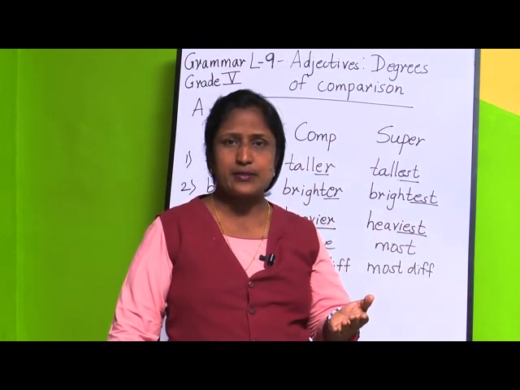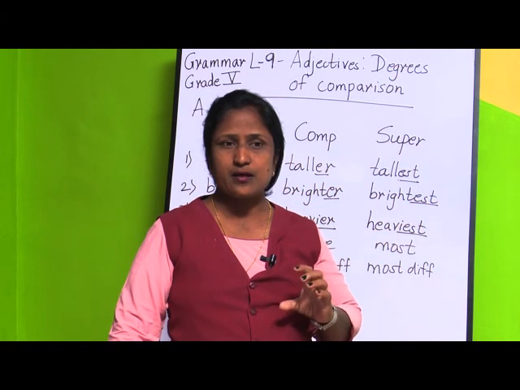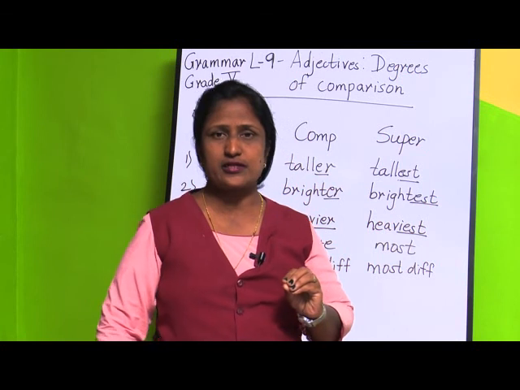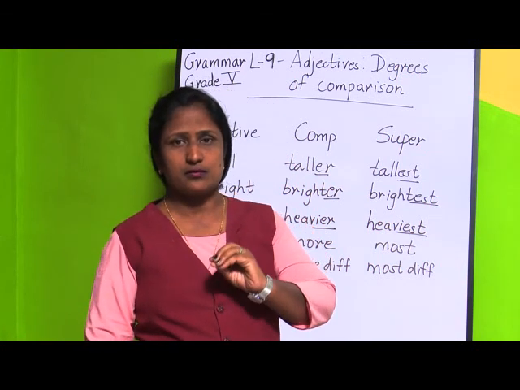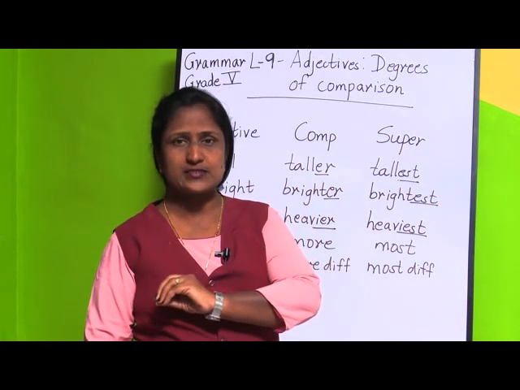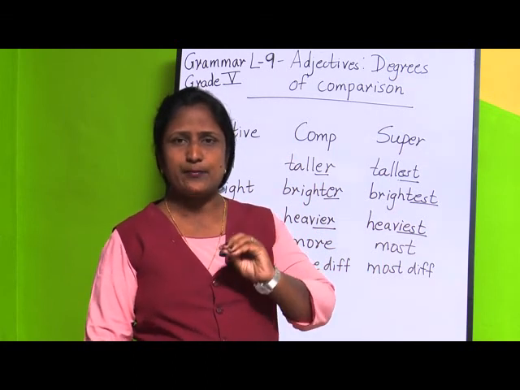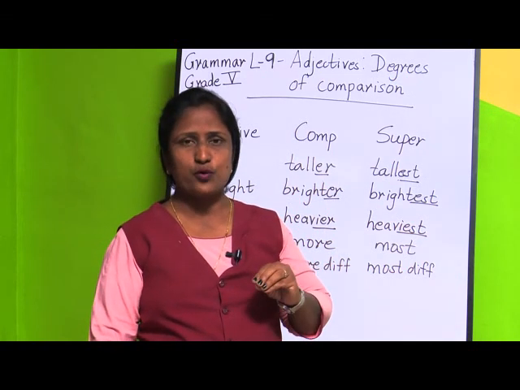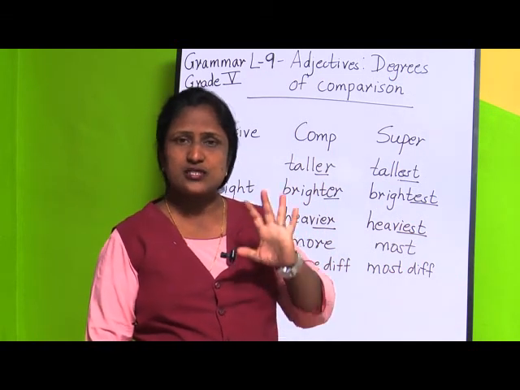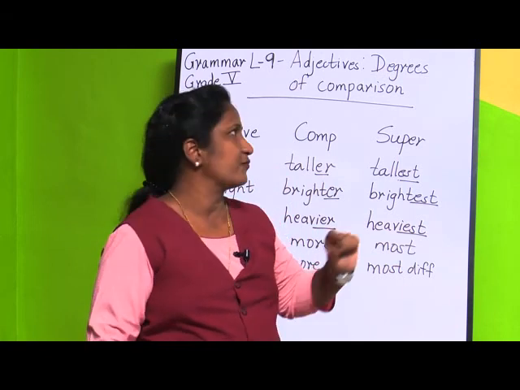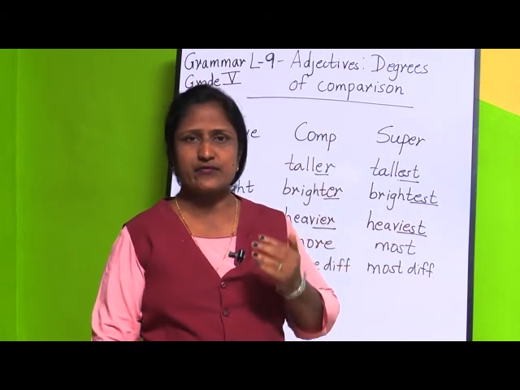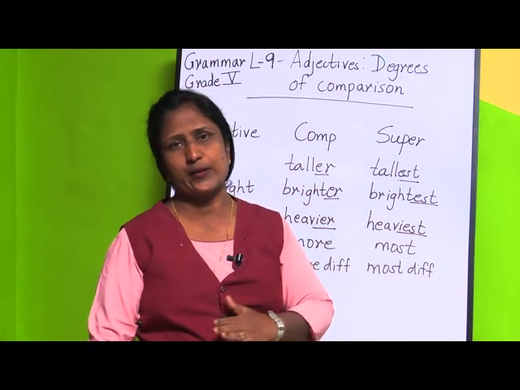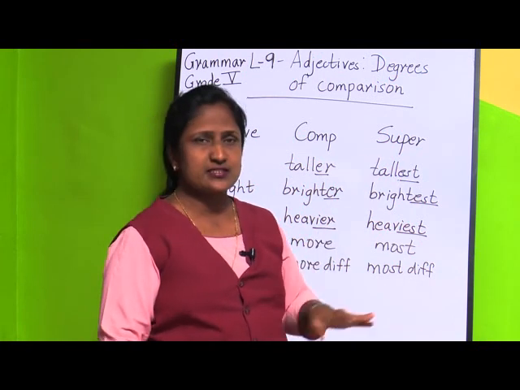And in some cases, if the words are bigger, you are going to add more before the adjective, that is, more plus adjective for comparative degree and most plus adjective for superlative degree. And some words do not have any rules. So these were all 6 rules for the degrees of comparison when we want to form positive to comparative and comparative to superlative degree, and also we have done exercise A.